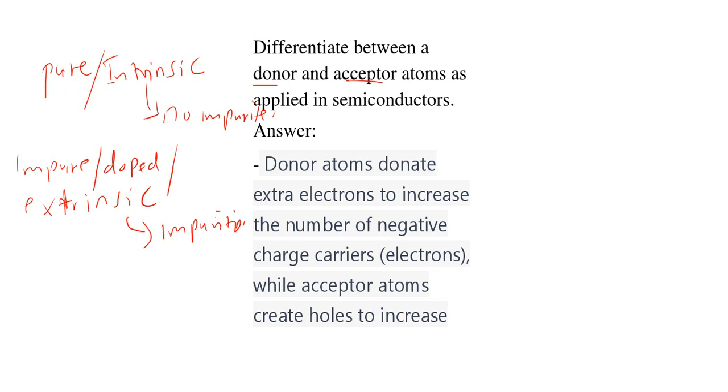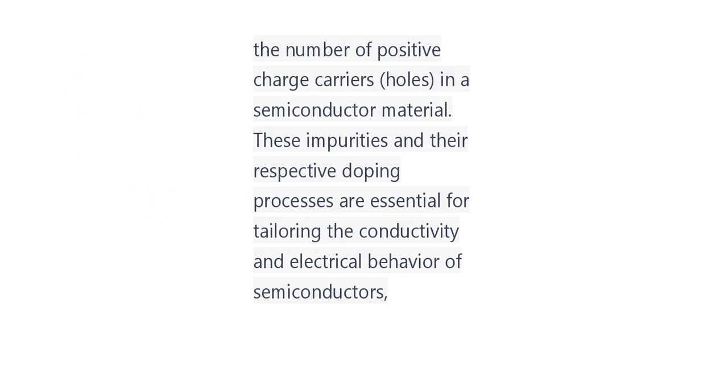Donor atoms donate extra electrons to increase the number of negative charge carriers, which are the electrons, while acceptor atoms create holes to increase the number of positive charge carriers, which are normally called the holes, in a semiconductor material. These impurities and their respective doping processes are essential for tailoring the conductivity and electrical behavior of the semiconductors.